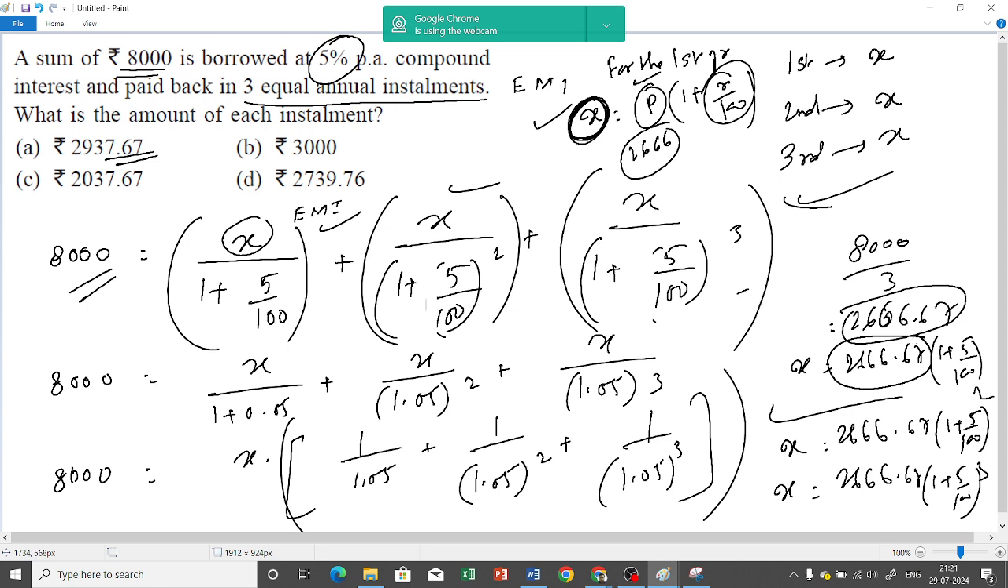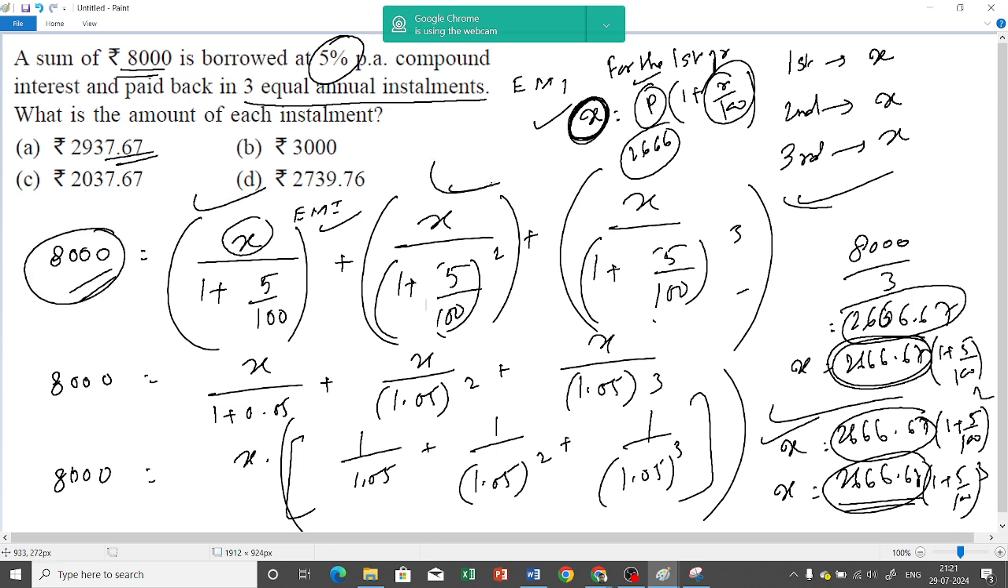If I make x my subject, what I am going to get? X divided by 1 plus 5 by 100. From the second one, I'm going to get x by 1 plus 5 by 100 whole square. From the third one, I'm going to get x by 1 plus 5 by 100 whole cube. Now, on adding these three principal parts, I'm going to get 8000, right?